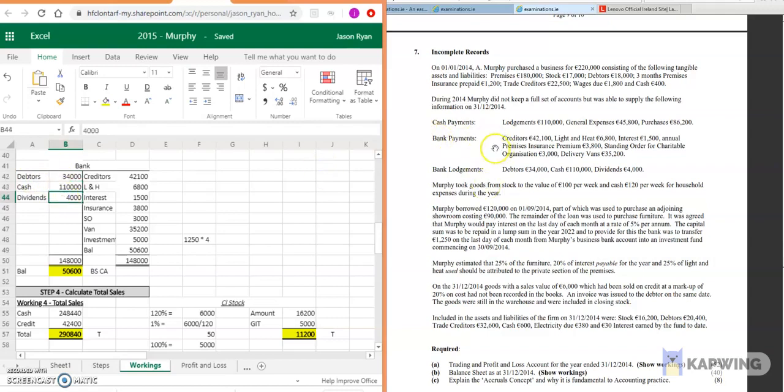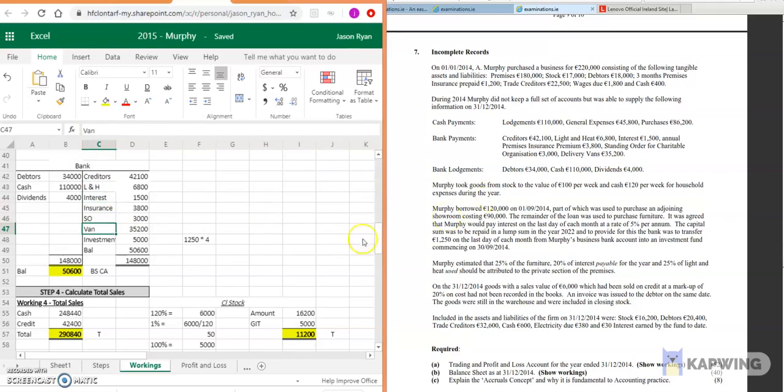Your bank then, your bank payments. So you've got creditors, light and heat, interest, annual premises insurance premium, standing order for a charitable organization, and VAT. So they're all going to go in as they are. So you've got your creditors, light and heat, interest, insurance premium, standing order, and VAT.